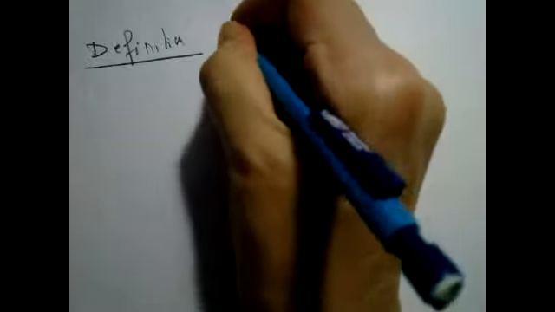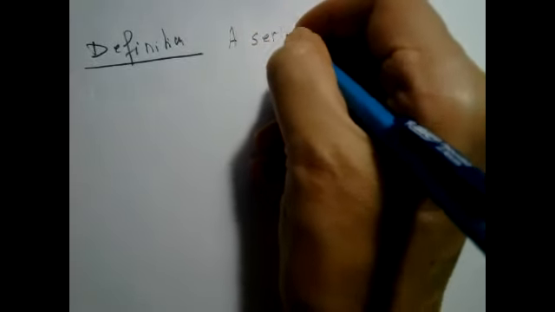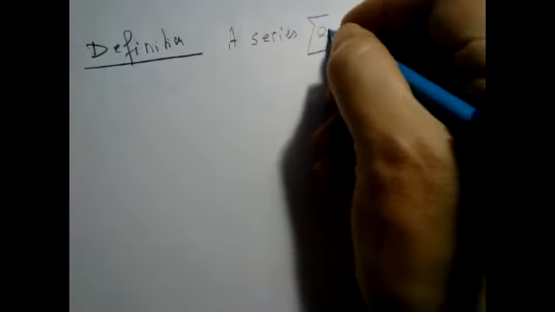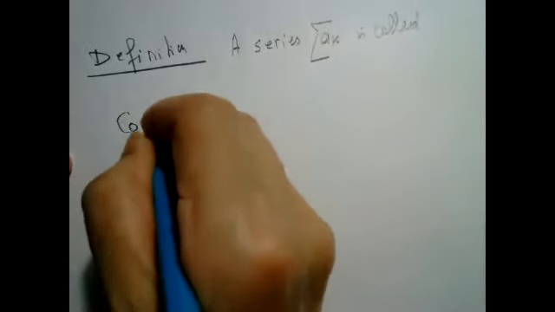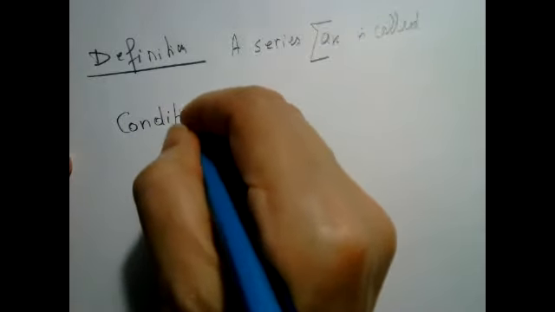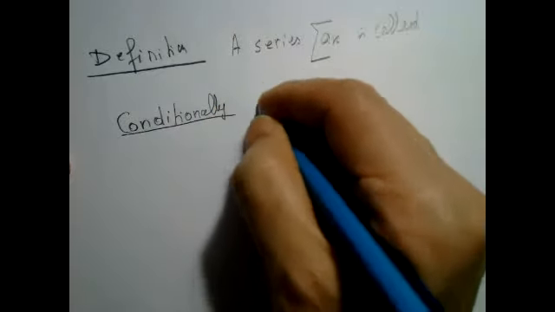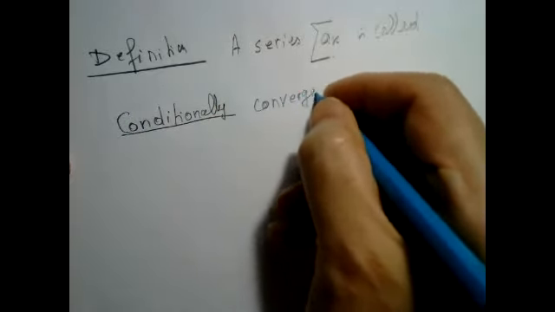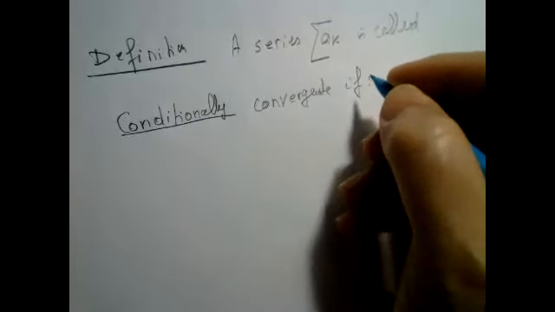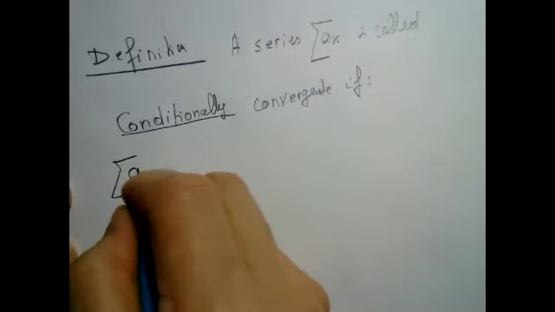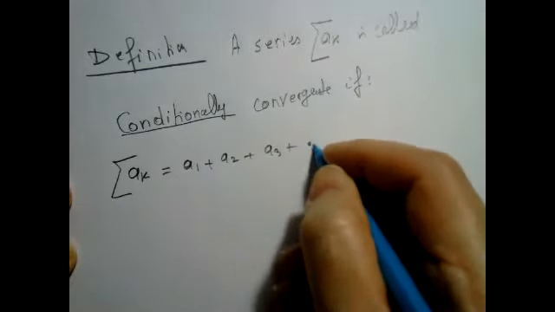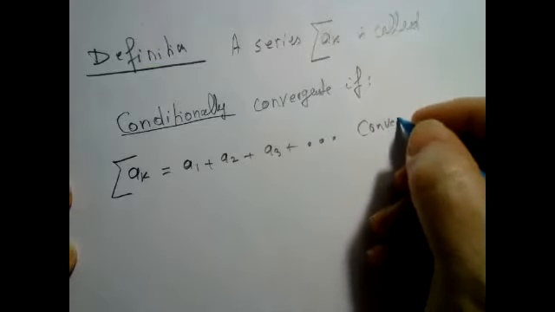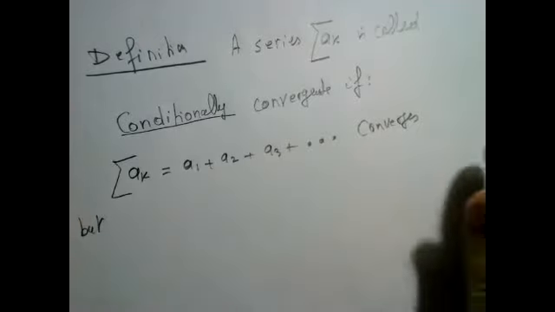Definition. A series sigma a_k is called conditionally convergent if the series itself converges, but when I put the absolute value, it diverges.